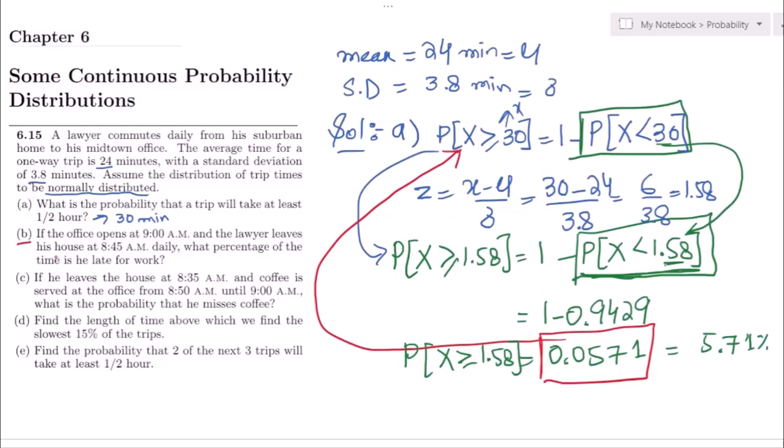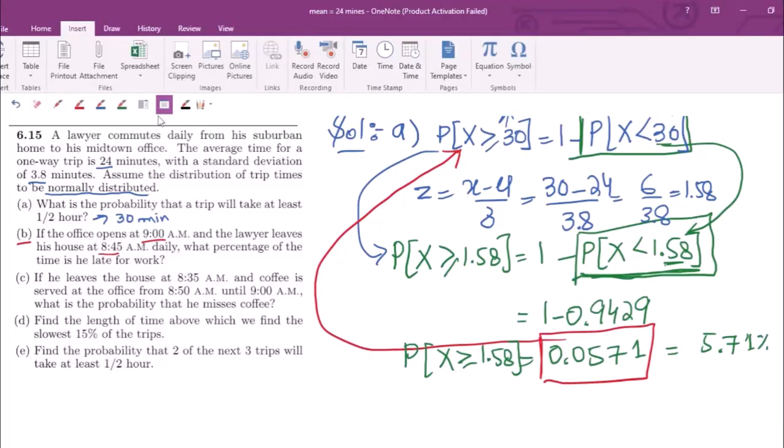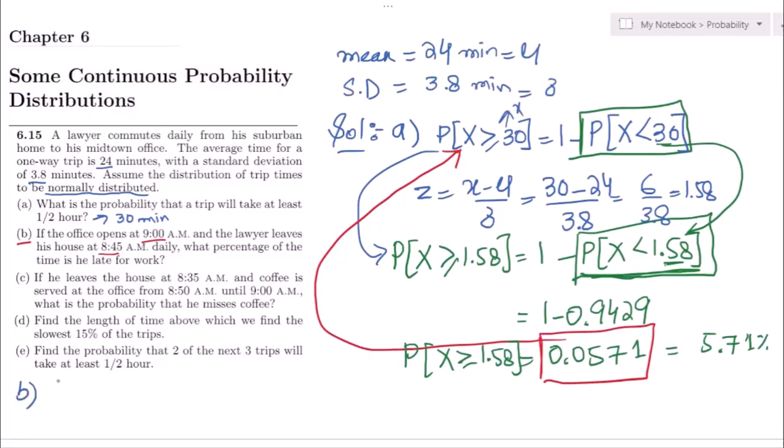In part B, the office opens at 9 a.m. and the lawyer leaves his office at 8:45 daily. What percentage of the time is he late for work? Here we want to find the probability when he leaves at 8:45 and the office opens at 9 a.m., so he has to reach within 15 minutes. If he reaches after these 15 minutes, he will be late. So it will be the probability that x is greater than 15, which is 1 minus the probability that x is less than or equal to 15.